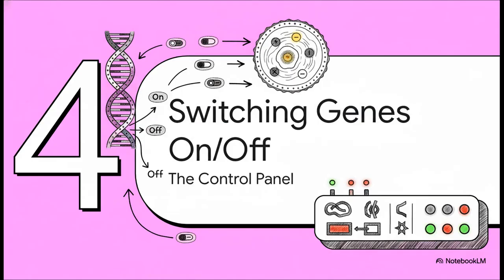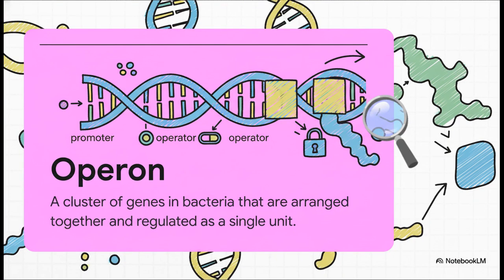Okay, so the cell knows how to make any protein it has the code for. But let's be real, it doesn't need every single protein all the time. So how does it control which genes are turned on and which ones are kept quiet? It turns out the cell has genetic switches.